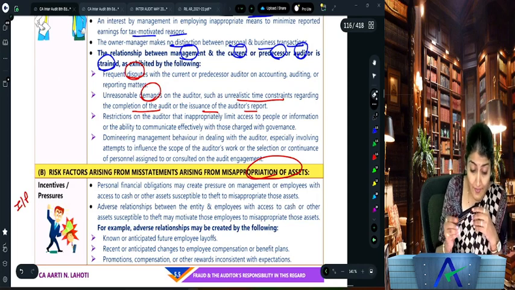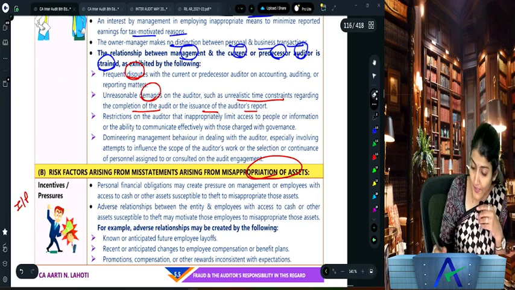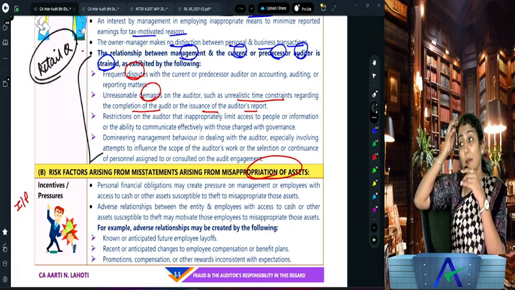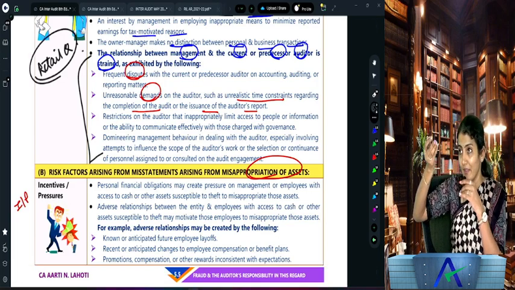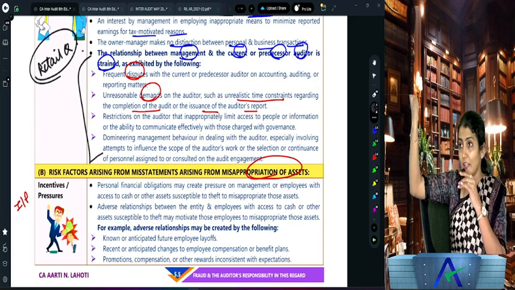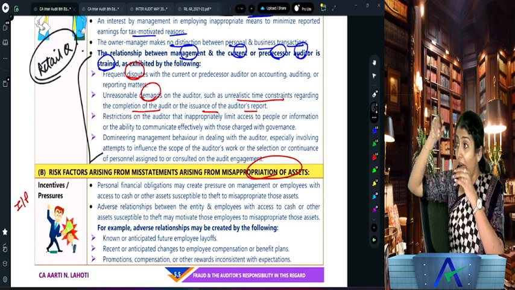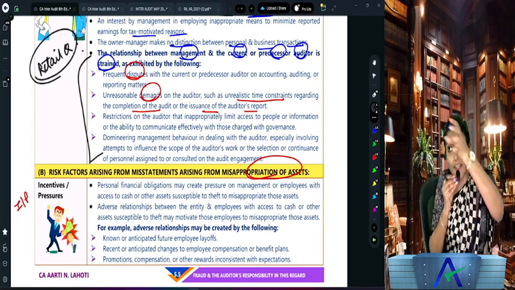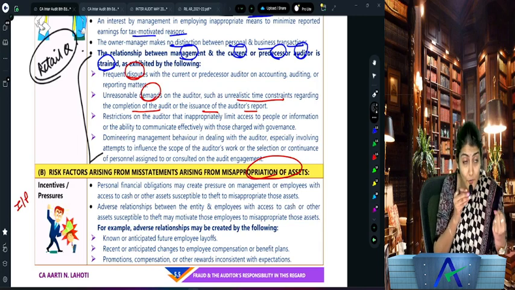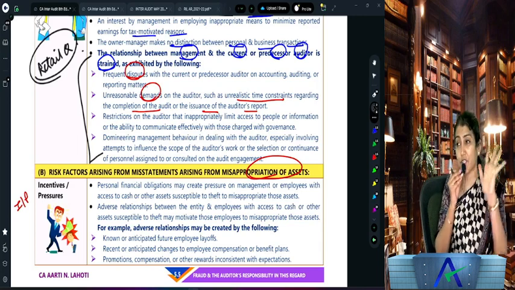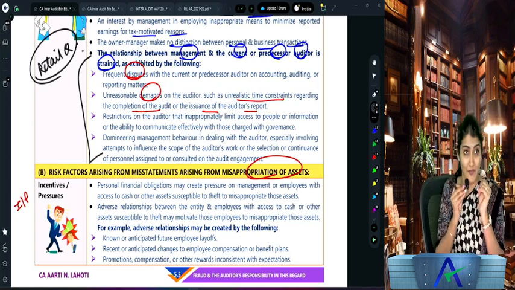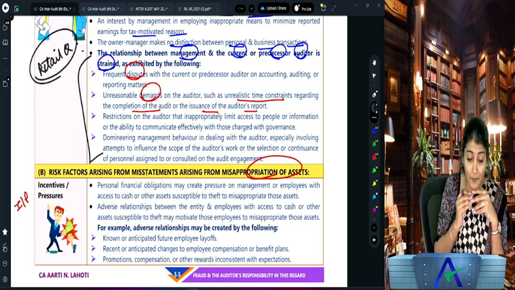Right. What does it say? Listen to me. This can come as a question. When the question comes in your exams, you will say out of syllabus, because you only know the incentive, pressure, opportunities, and the attitude rationalization. But in the attitude rationalization, there is a hidden gem over there. What is that gem? There is a strained relationship between the management and the auditor. They are not on good terms. Not on good terms means they are fighting.